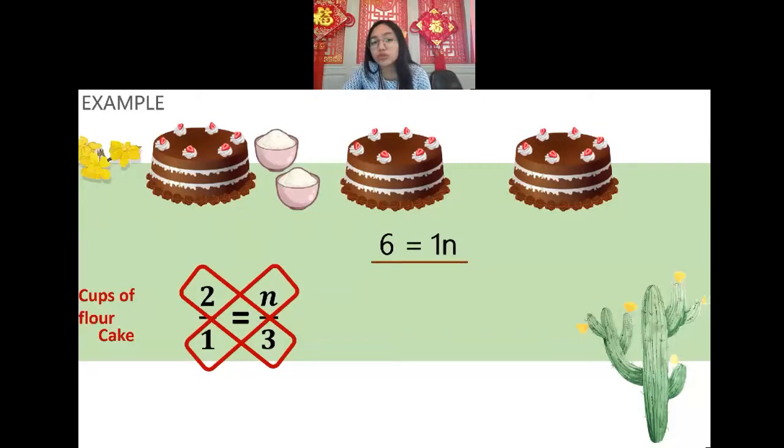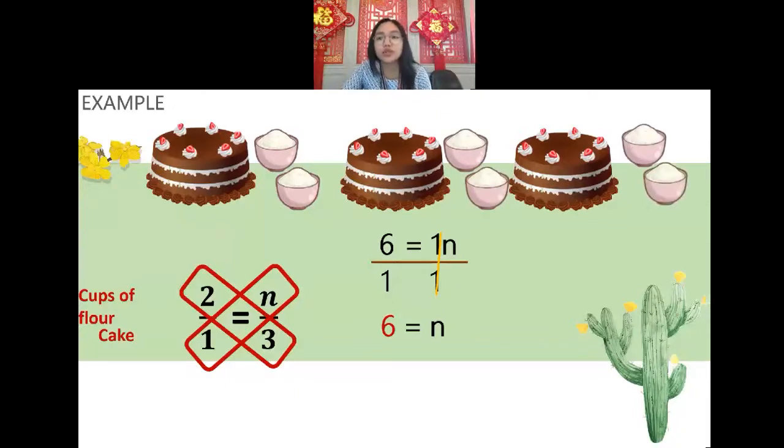Now, how are we going to solve that further? We are going to divide by 1. So 6 divided by 1 equals 1n over 1. Cancel 1 over 1, and we have 6 over 1. 6 divided by 1 is equal to 6. So n, the missing term, is 6. Therefore, we need 6 cups of flour to make 3 cakes. That is how you find the proportion in this problem.